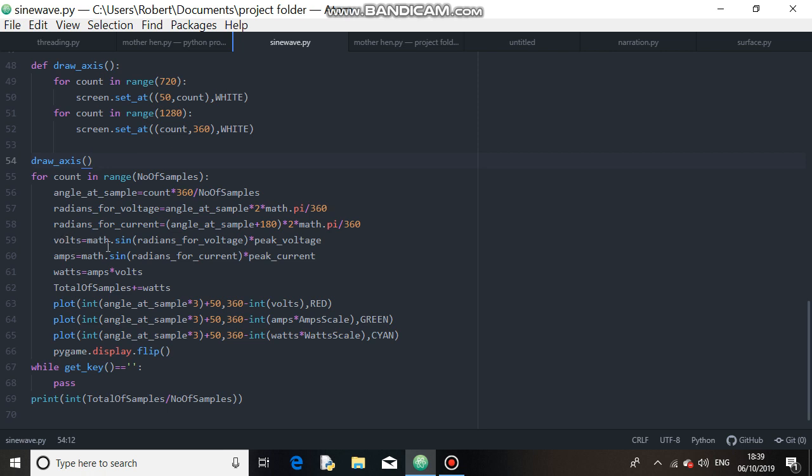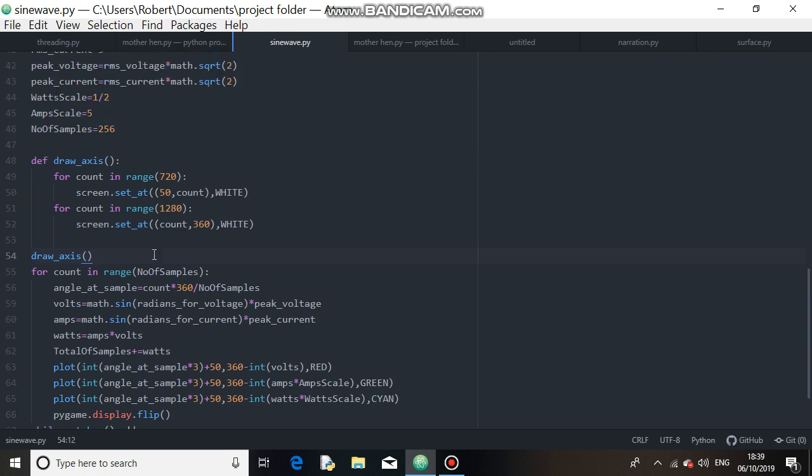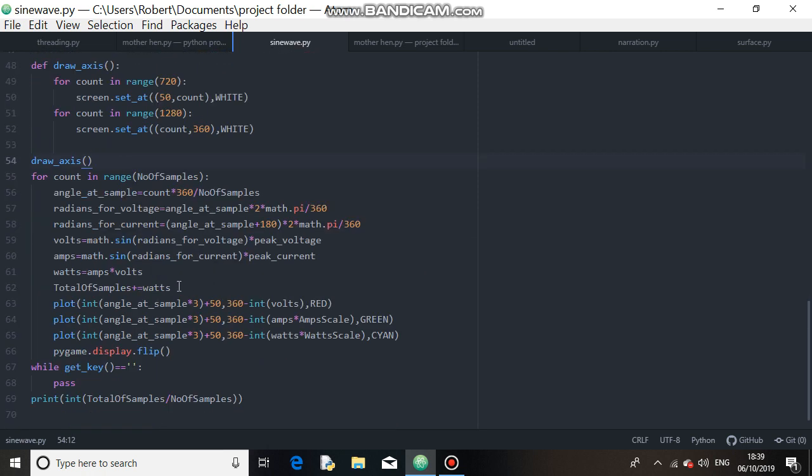So volts equals sine of radians for voltage multiplied by peak voltage, as I've already explained, and amps does the same thing for amps. Watts is amps times volts. That works out the values for the power sine waveform. Okay, total of samples. As I've said, I initialize that to 0, and each time it goes through the loop, it adds another value of watts onto what was previously there. So that it'll add 256 values of watts together, and then at the end I can divide by 256 to get the average.